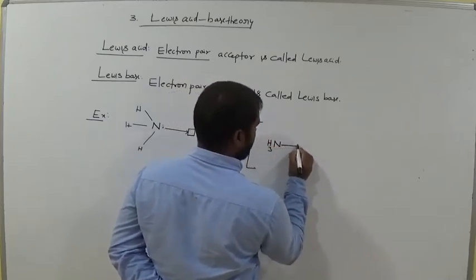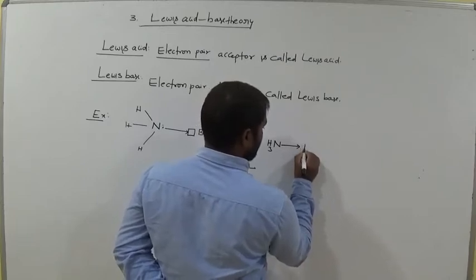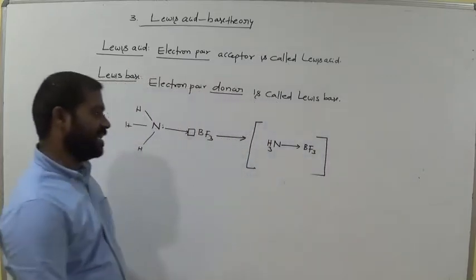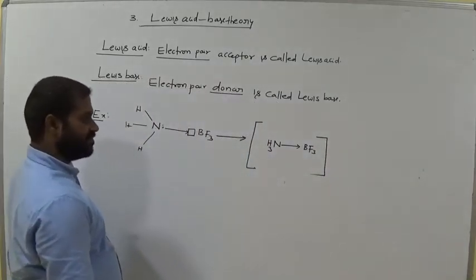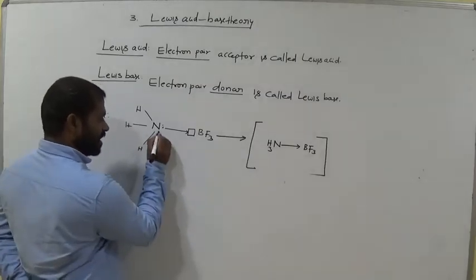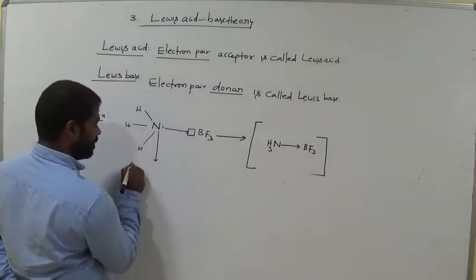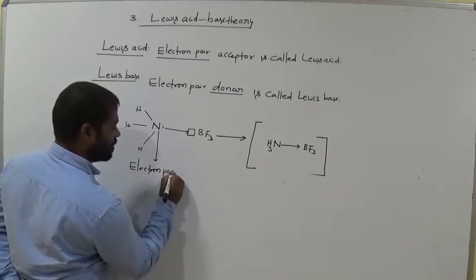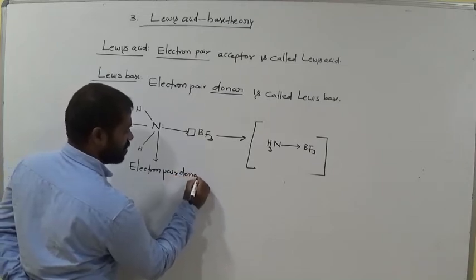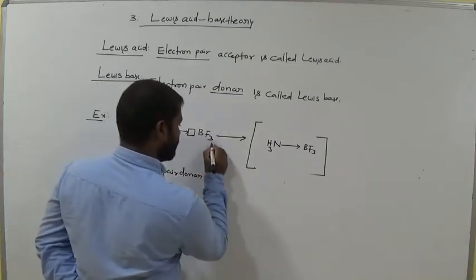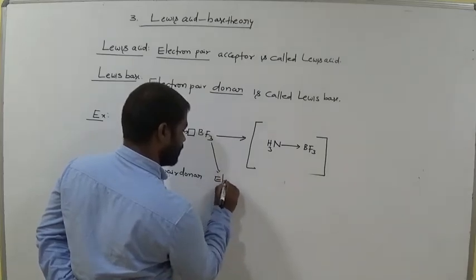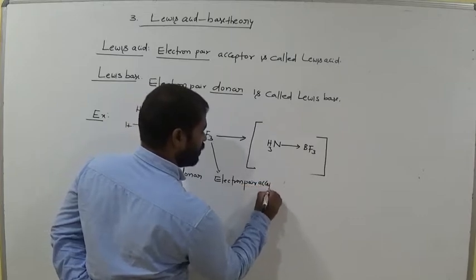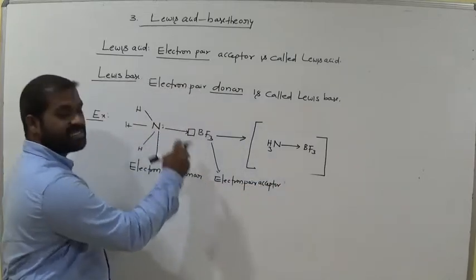NH3 BF3. This is the representation. Okay, NH3 BF3. Is it clear? So now it is an electron pair donor, am I right? Electron pair donor. Now this one is an electron pair acceptor.